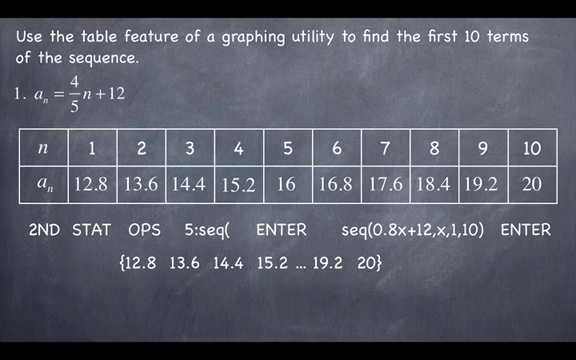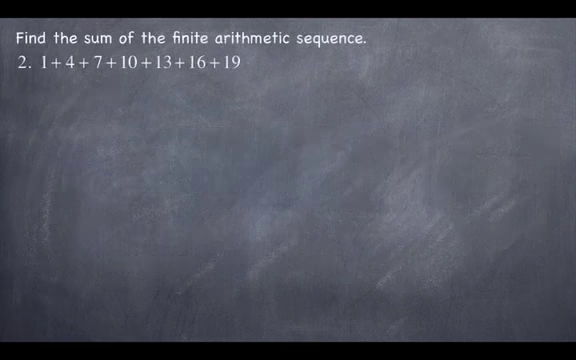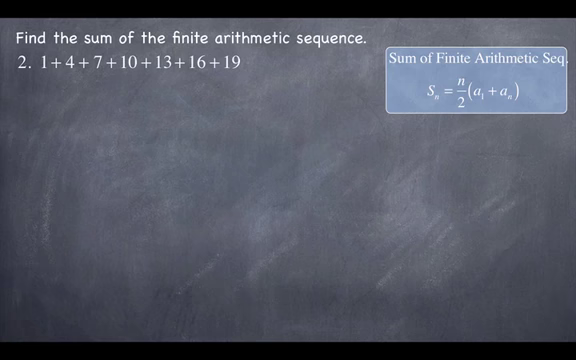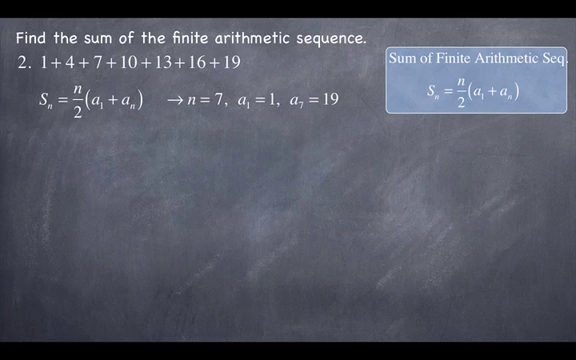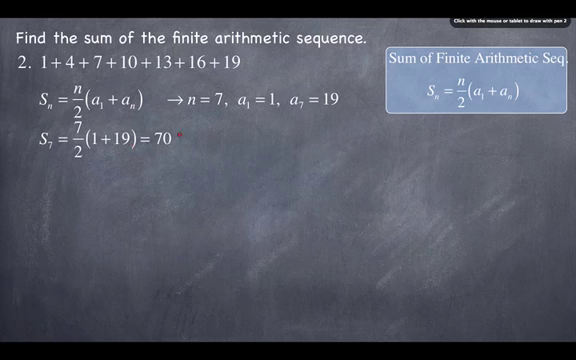Let's move on to number 2. It says find the sum of the finite arithmetic sequence. Here you're going to use this formula. You saw this in Algebra 2. Notice that the number of terms that you're adding, that's what the n represents. The a sub 1 is the first term. The a sub 7 or the a sub n, the last term, is 19. So you plug that into the formula you see here, you simplify, and you get 70.